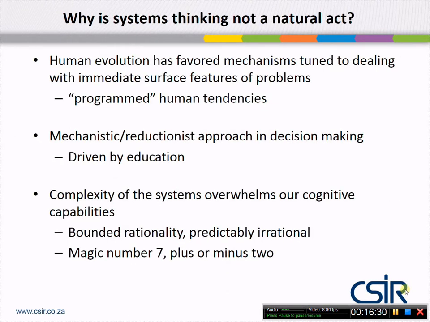So why then is systems thinking not a natural act if it is so important for our evolution? Well, it seems that human evolution has favored mechanisms tuned to dealing with immediate surface features of problems and not big global complex issues. Additionally, our educational approach has definitely favored a mechanistic reductionism approach in both research and decision making. Lastly, the complexity of systems thinking often overwhelms our cognitive abilities because we are bounded by rationality, and yet systems thinking demands that we think about predictably irrational behavior.